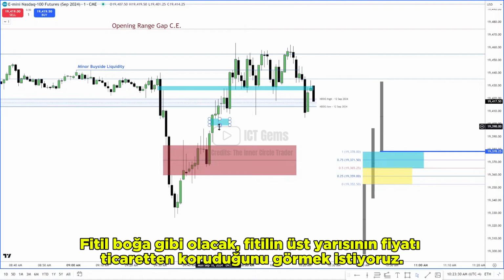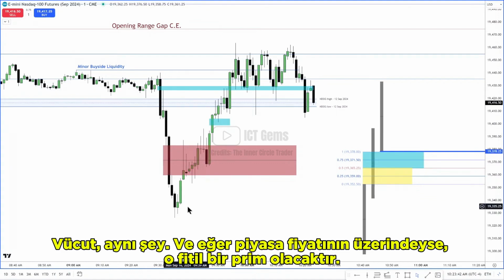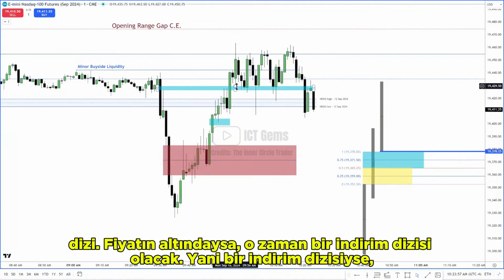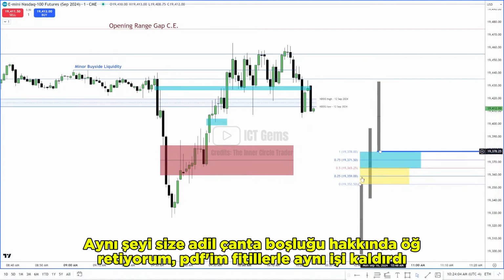I'm telling you that fair value gaps and anything that acts like an inefficiency, like a wick, if the wick is going to be bullish, we want to see the upper half of the wick keep price from trading into the lower half of the wick, regardless if the wick is above a candle's body or below a candle's body. It's the same thing. And if it's above market price, then that wick's going to be a premium array. If it's below price, then it's going to be a discount array. So if it's a discount array, the same thing I'm teaching you about the fair value gap, my PD arrays work with the wicks the same way.